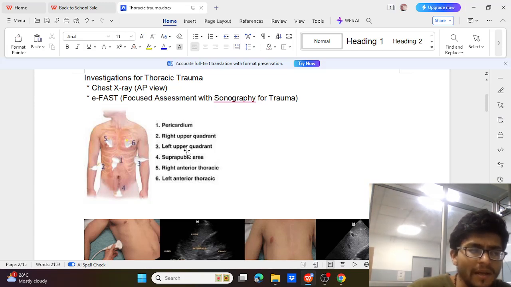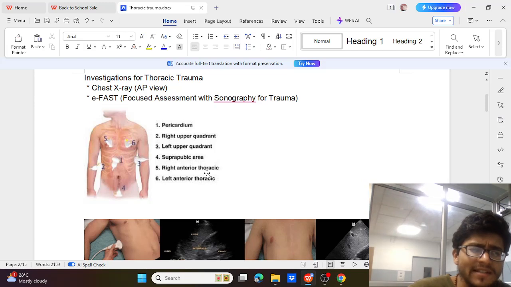Also in the pleural space, in the left upper quadrant, whether there is free fluid in the peritoneum, again whether there is any fluid in the pleural space, left upper quadrant. Then the suprapubic area, whether there is free fluid in the abdomen, or blood, that will be detected in the suprapubic area.